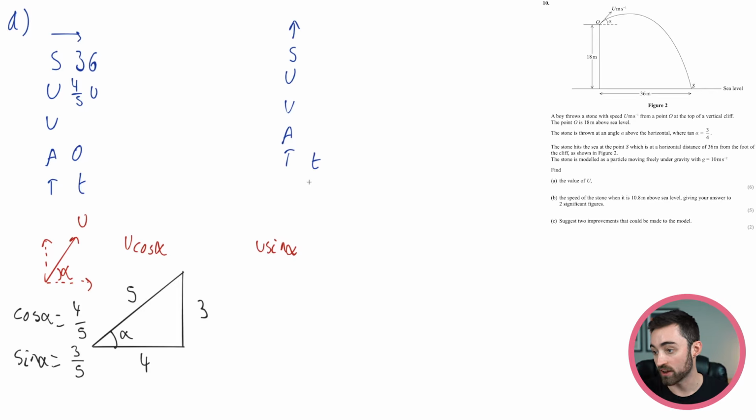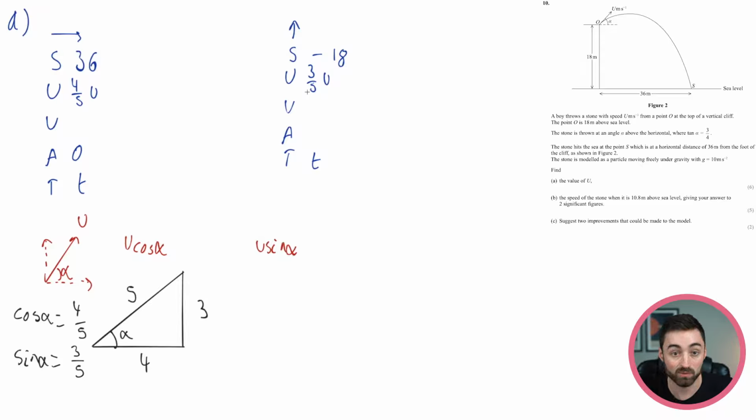S, we know that between the origin, the top of this cliff, and the sea, it has displaced a negative 18 meters. So s is going to be minus 18 here. u is going to be the vertical component of this initial, which is going to be u sine alpha, which is going to be 3/5 u. v, don't know it. Acceleration is going to be due to gravity.